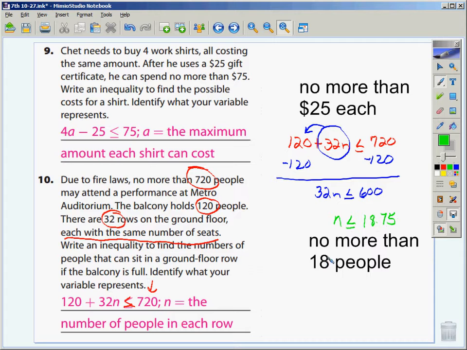18.75. Why does it say no more than 18 people then, not 19? I can't have a part of a person. And since it had to be no more than 720, this had to be rounded down to no more than 18 people. I got 18.72. Then you divided it wrong. 600 divided by 32 is 18.75. You just punched something in the calculator wrong.